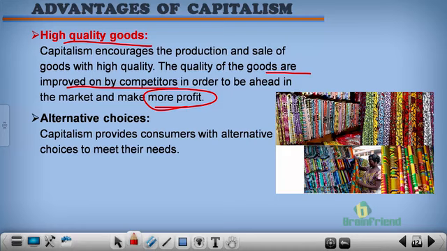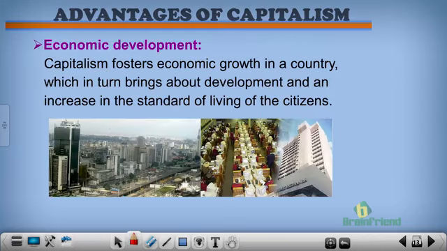Okay, we can see a typical example like what we have on the board. This is a producer's goods. This is another producer's good. And this is another. And so what happens? This lady is given the opportunity to make different choices as she wants, which gives her alternative choices. Economic development. One other advantage of capitalism is it brings about development in the economy.